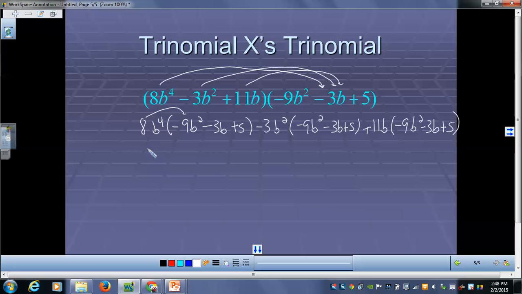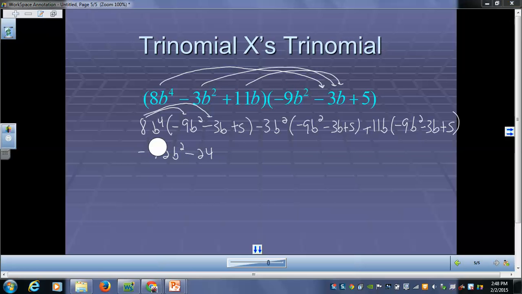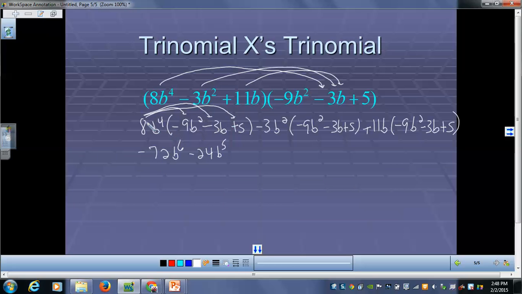So negative 72, b to the 6. And then I go here. Okay, so negative 24, yep, I should have a b to the 6 there. So let me go ahead and correct that real quick before we get too far into the problem. All right, so b to the 6 minus 24b to the 5th power. And then when I distribute here, I want to get plus 40b to the 4th.